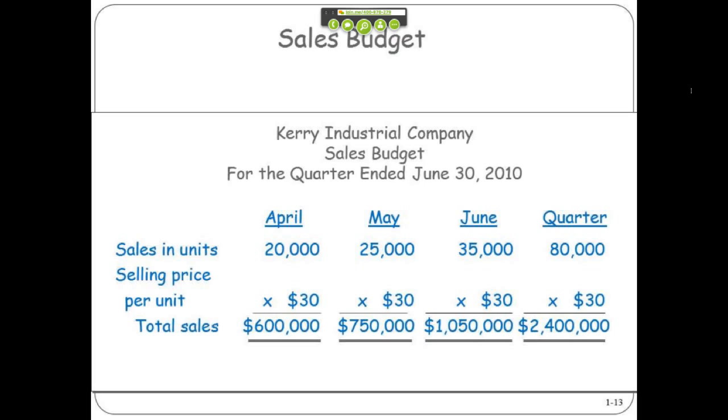And so here's what they expect in terms of total dollars their sales to be. And then, of course, their quarterly sales here. This is the sum. So let's remember the numbers here, 20,000, 25,000, and 35,000. They're going to run through, and then $30 a unit.